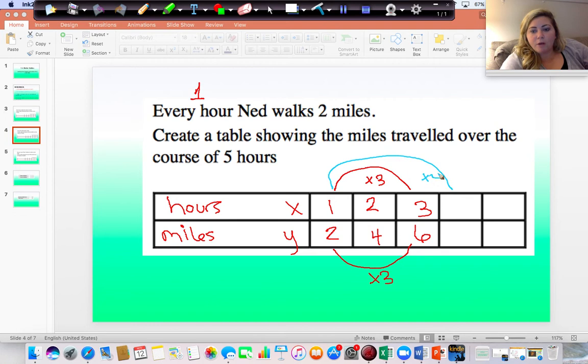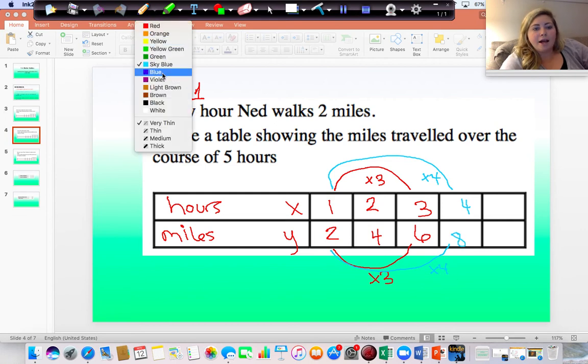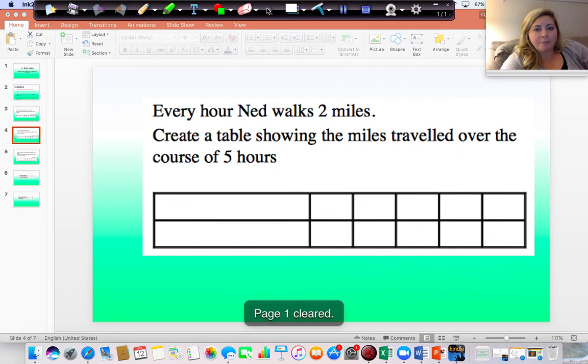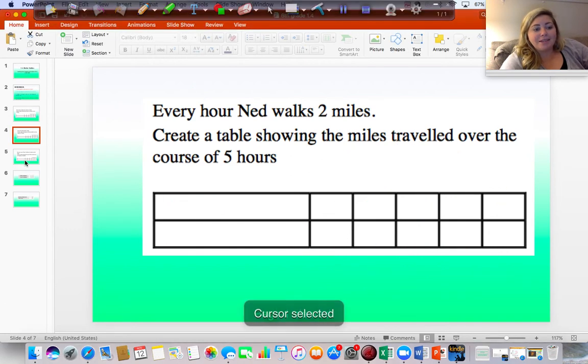1 times 4 gives us 4. So 2 times 4 gives us 8. And our last one, 1 times 5 gives us 5. And so 2 times 5 gives us 10. Okay, so it wanted to know how many miles for 5 hours, and so Ned walked 10 miles in 5 hours. Again, that's the scaling method.